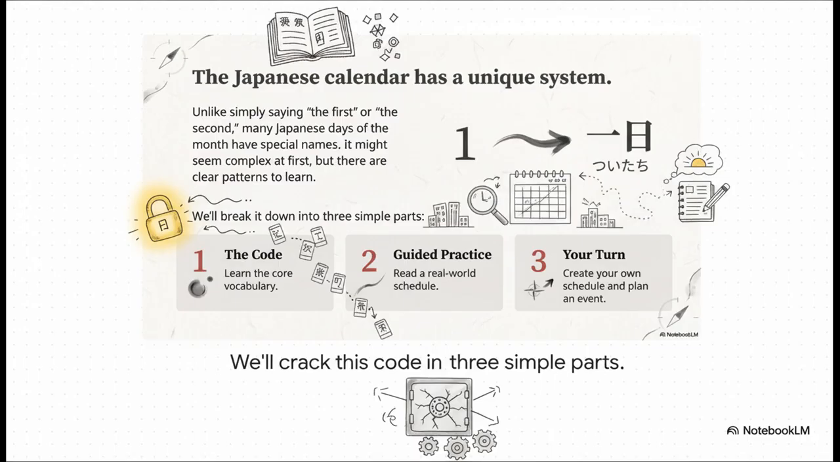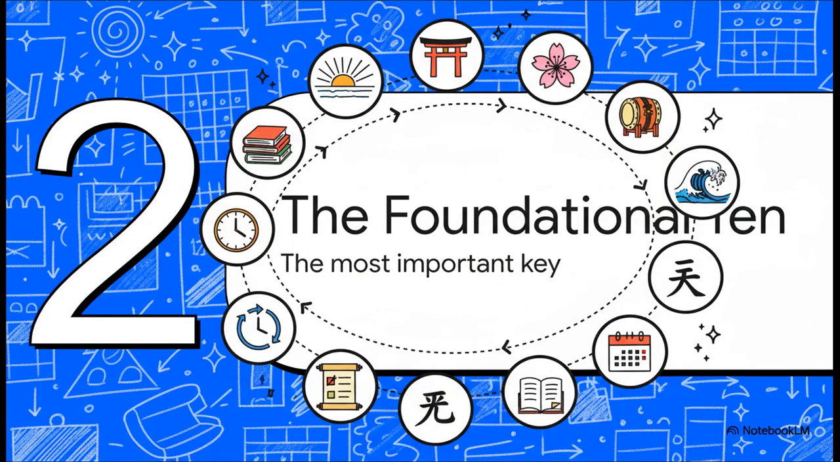First, we'll get the core vocabulary down. These are the essential keys to the whole thing. Then we'll put it into action and practice with a real schedule so you can see how it works. And after that, well, it's your turn. So, you ready to become a calendar code breaker? Let's do it. All right, first things first.